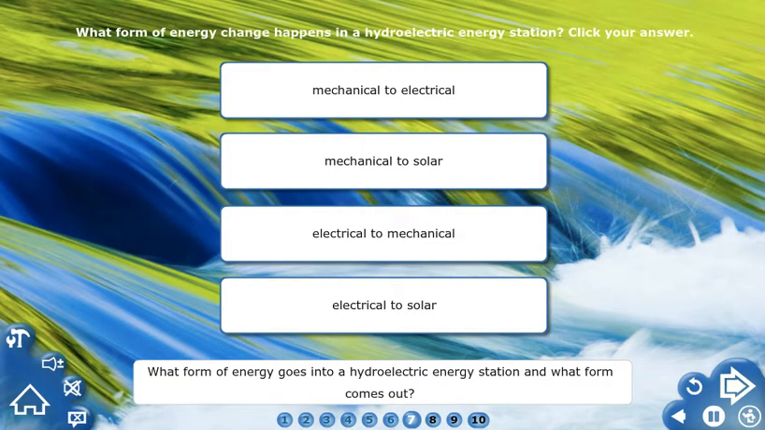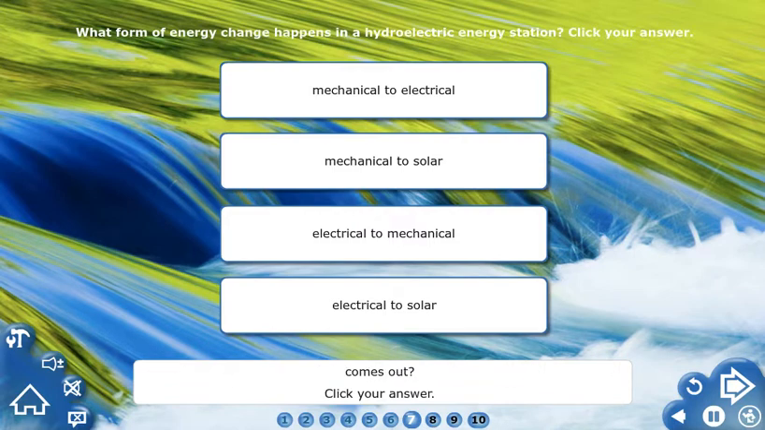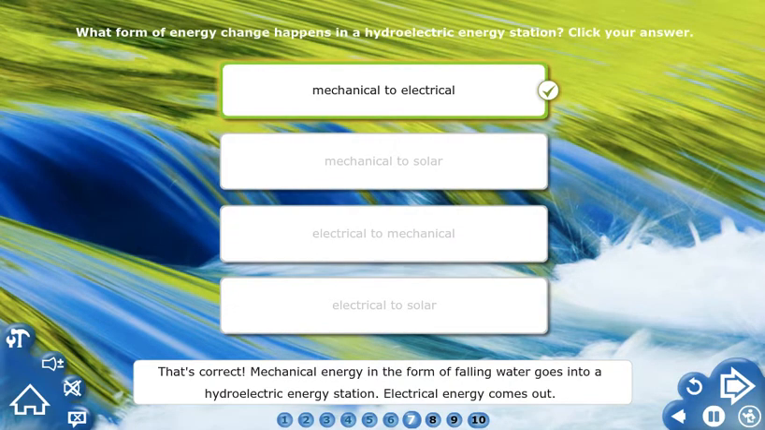What form of energy goes into a hydroelectric energy station, and what form comes out? Click your answer. That's correct. Mechanical energy in the form of falling water goes into a hydroelectric energy station. Electrical energy comes out.